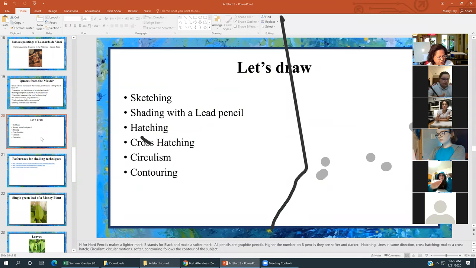So I am going to put my sketchbook on the easel for you. Let's see, here's the easel. I'm going to put this up. Can you see it? Let me turn this off.